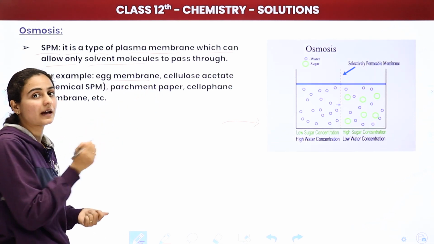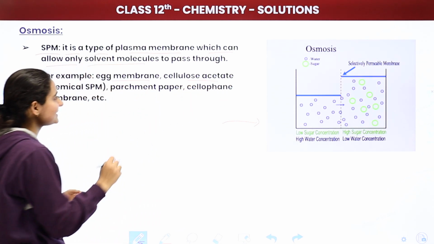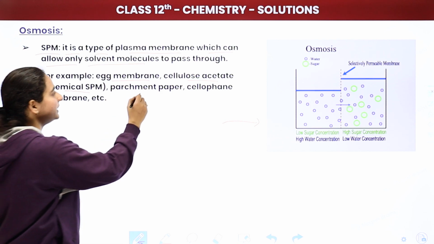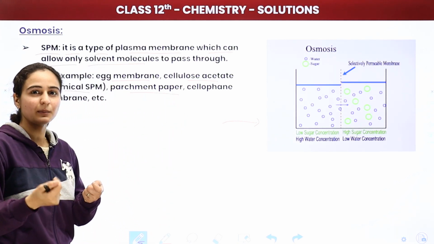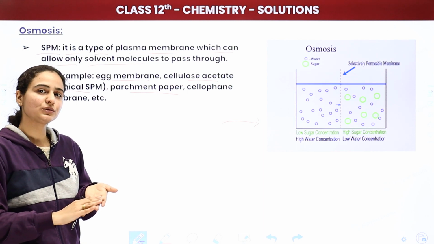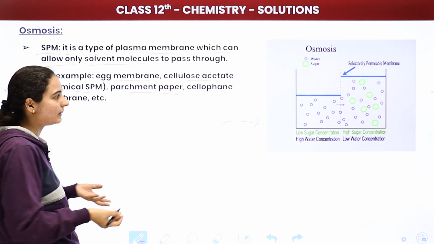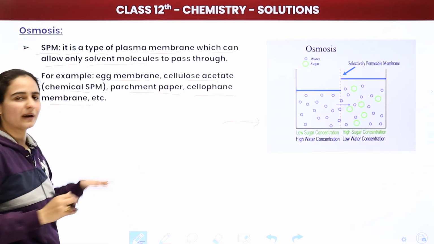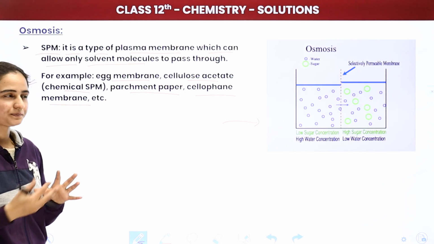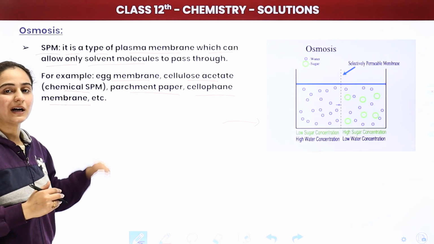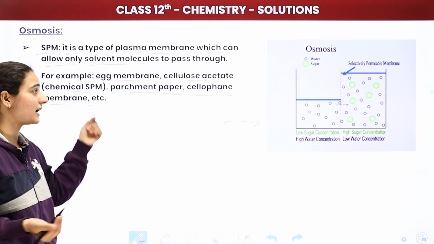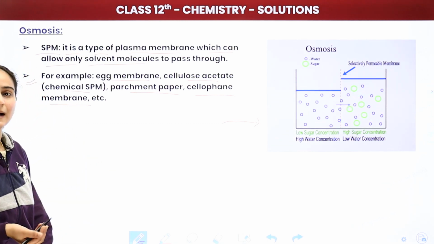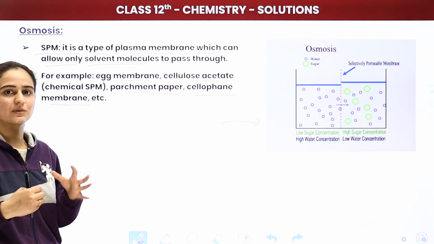So like I said, egg membrane is there. Cellulose acetate is there. This is known as chemical SPM, so you can write this also. Then we have parchment paper. तो जो baking में भी हम लोग एक baking paper use करते हैं, that is also known as parchment paper. Then we have cellophane membrane, right? So we have many more examples. But I think these are enough to understand कि क्या हमारे natural sources हो सकते हैं. Also remember the example of raisin, mango का भी example हम देखेंगे. So these are some examples of your SPM, natural as well as synthetic.